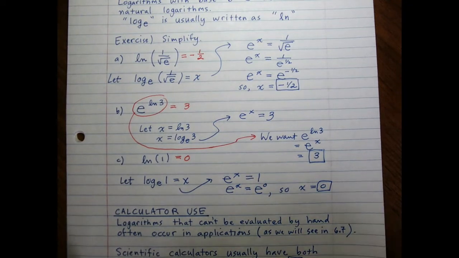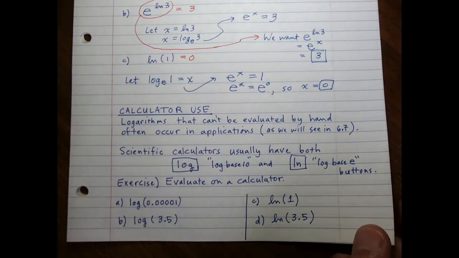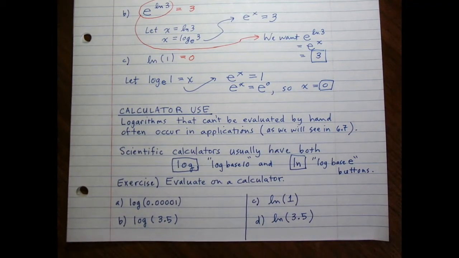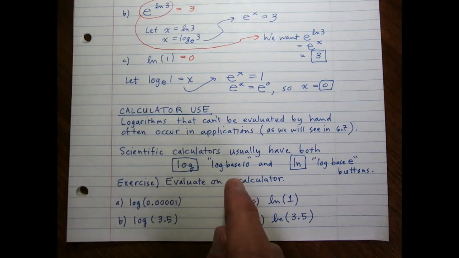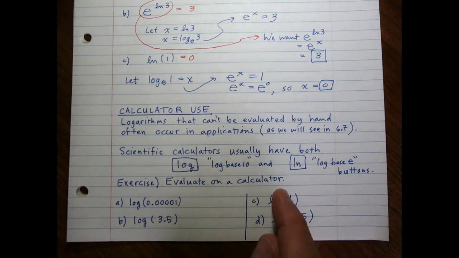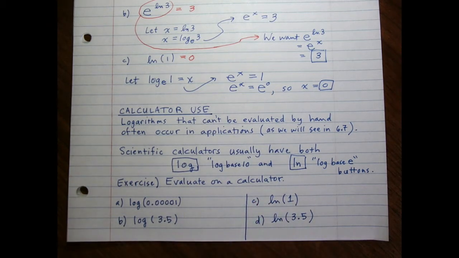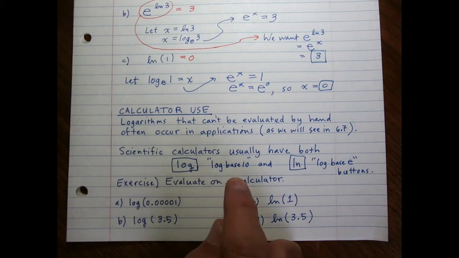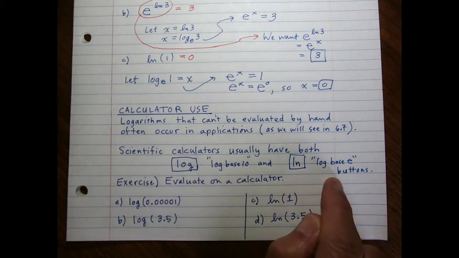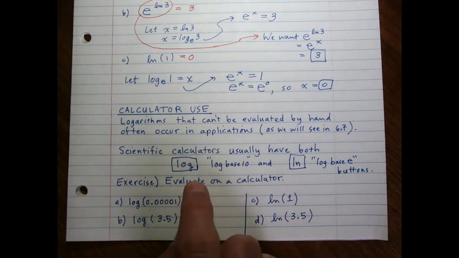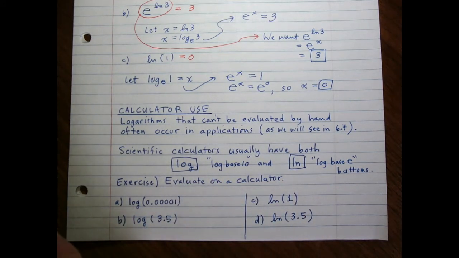I also want to say something about calculator use, because we've been doing a lot of this evaluation by hand, but really when logs come up in applications, and we'll see this pretty soon, we normally can't figure them out by hand. We have to use a calculator. So I just want to talk a little bit about making sure that you can find buttons on your calculator to evaluate both log, log base 10, and ln, which is log base e. Most scientific calculators have both of these as buttons on them.